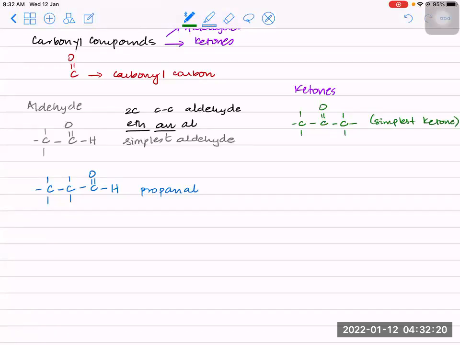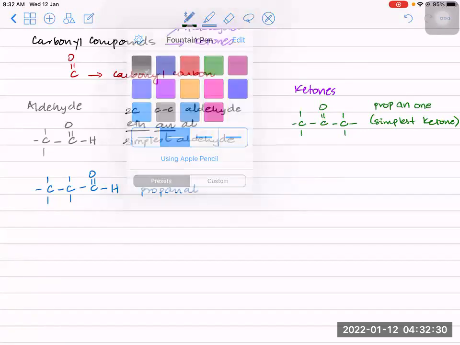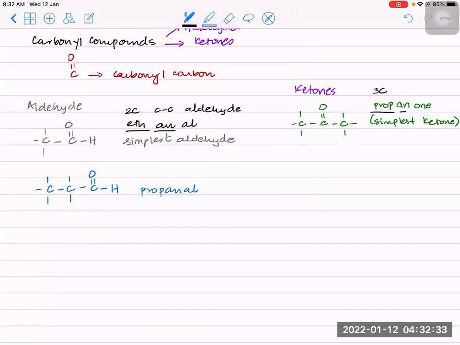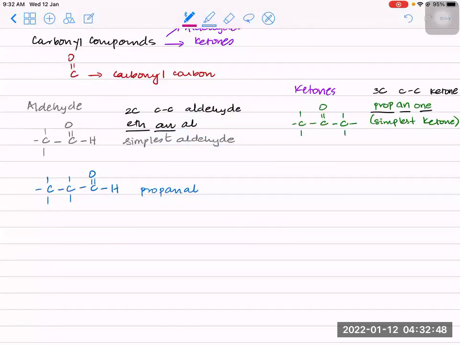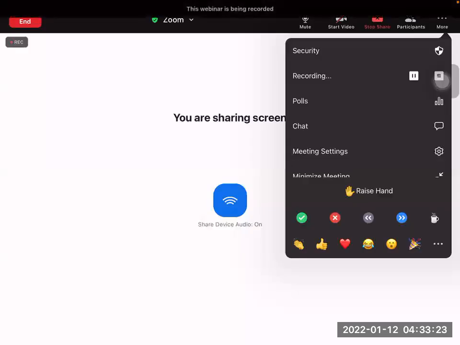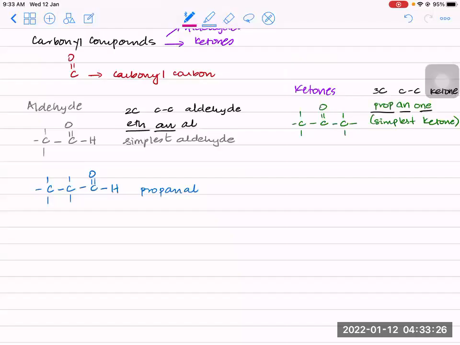And what will we call this? Prop, because 3 carbons, and because carbon-carbon bonds are single. Propanone, right? Prop, because you have 3 carbons, and because carbon-carbon bonds are single, and because it's a ketone, we call it propanone. Clear? So this is a ketone. Can you all differentiate between them now? So we've seen aldehydes and ketones.